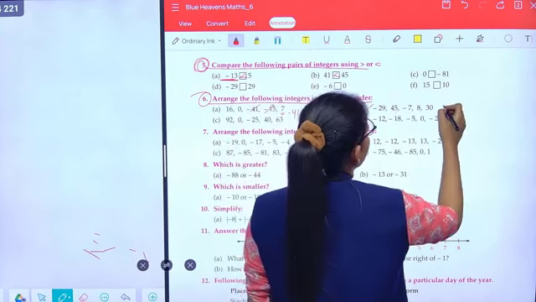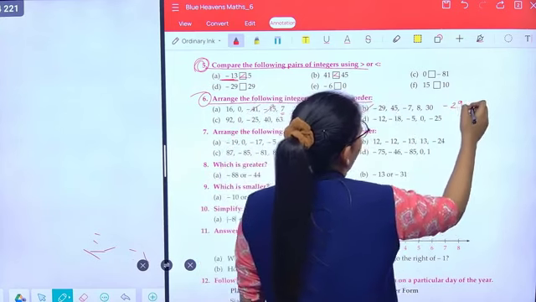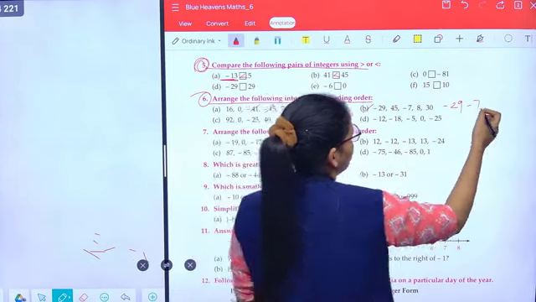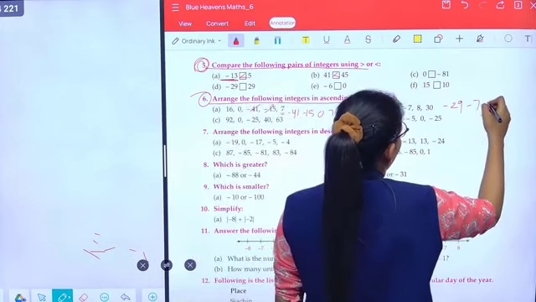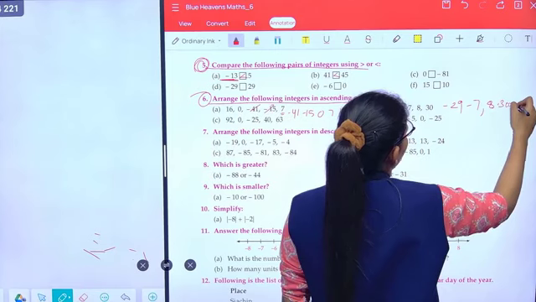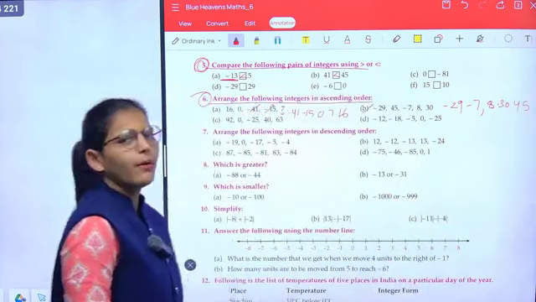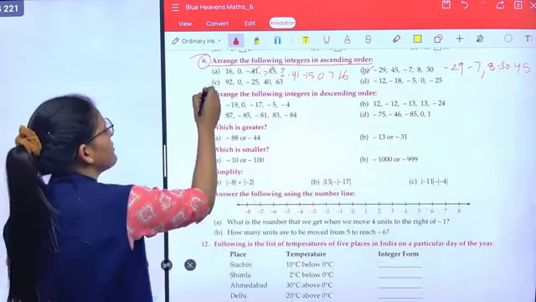Now class, smallest के लिए -29, -7, now 8, now 30 and 45. Of the parts, do yourself. Come on, question number 7.